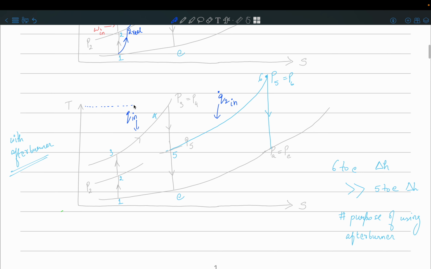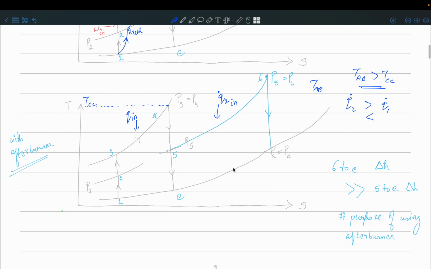So the temperature that you reach in the combustion chamber, let's say that was TCC, and then the temperature that you reach after going through the afterburner, say that is TAB. The aim of using the afterburner is to raise the temperature very high, so it will be true that TAB is more than TCC. Okay, now the question here is how much heat do you need to add in? So will Q2 dot be more than or less than Q1 dot?